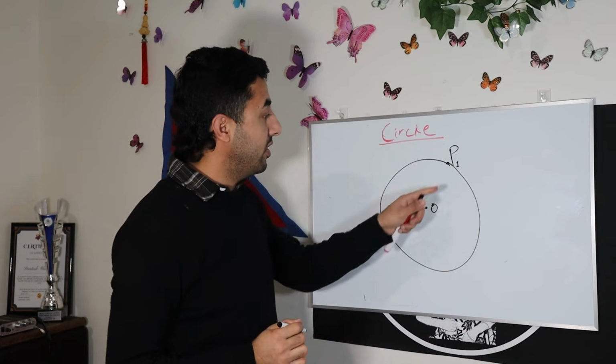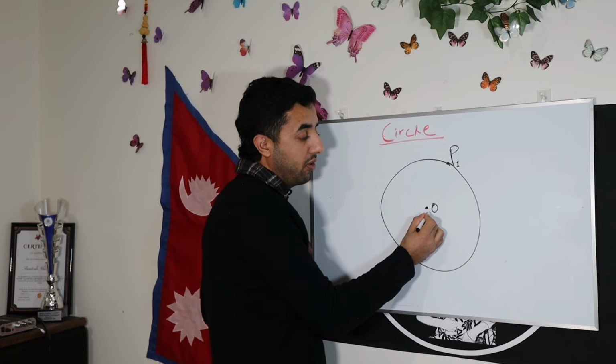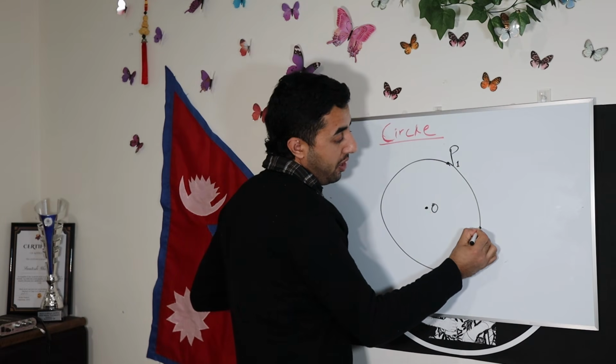The path traced out by moving point from a fixed point. Fixed point is the center of circle. So path traced out by moving point.